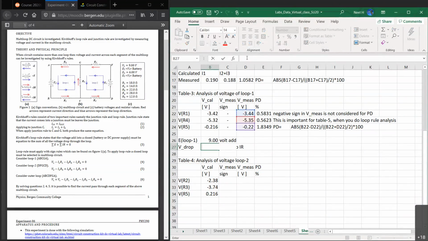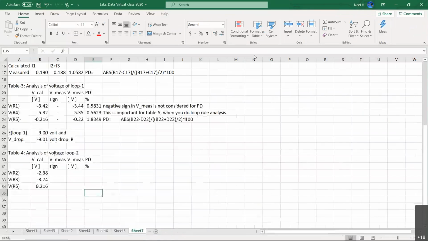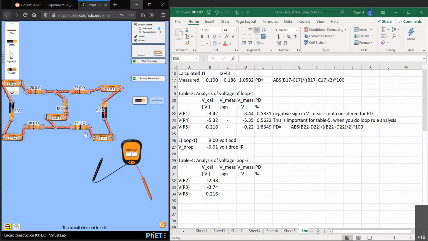Everybody okay with that? Any questions? Okay, so let's measure this then, including the sign. All right, so you know how to measure now.